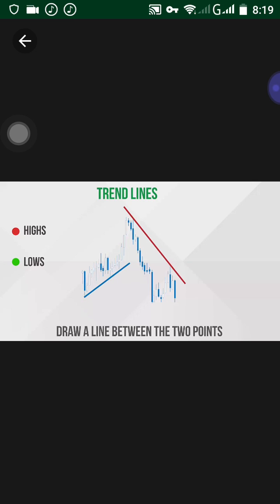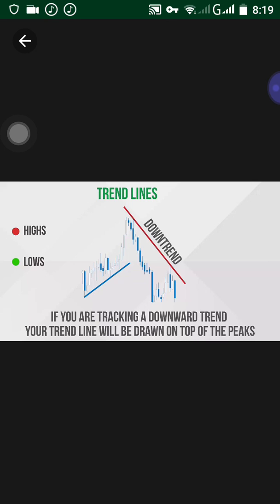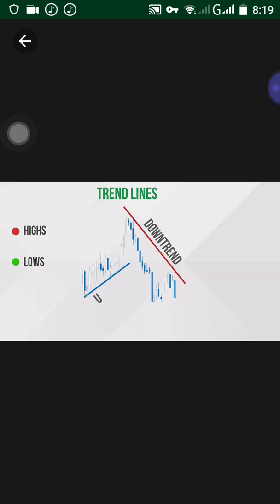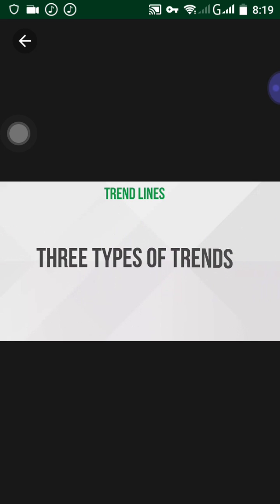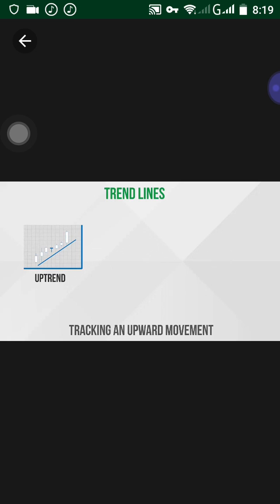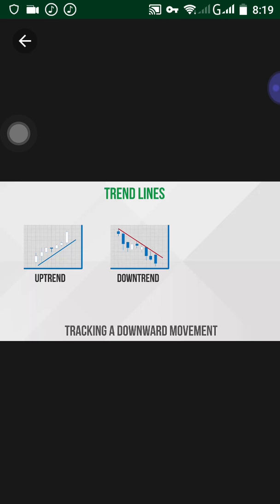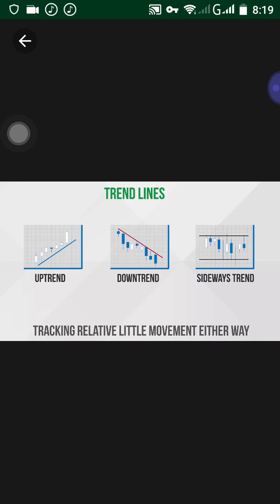It really is that simple. If you are tracking a downward trend, your trend line will be drawn on top of the peaks, and if you are tracking an upward trend, your trend line will be drawn below the valleys. There are 3 kinds of trends that you will need to analyze as a Forex trader. Uptrends, tracking an upward movement. Downtrends, tracking a downward movement. And sideways trends, tracking relatively little movement either way.